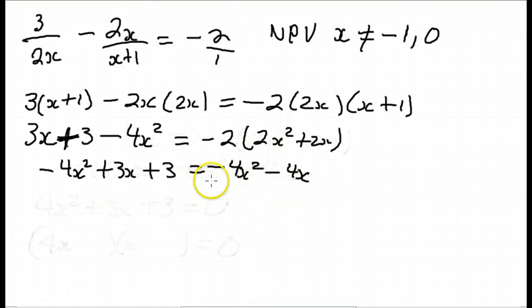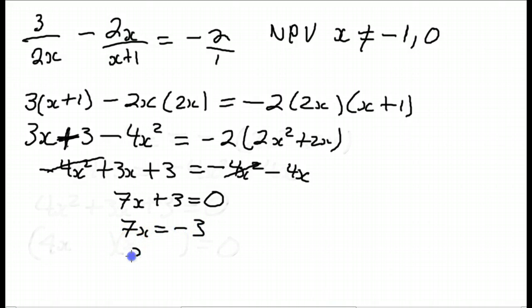Let's move these both over. The 4x squareds really are just going to cancel, we're just adding 4x squared to both sides. Let's add 4x to both sides, giving me 7x plus 3 equals 0. 7x is negative 3, and x is negative 3/7. Check that against the non-permissible values. It's permissible. And so x is negative 3/7. And this, of course, could be verified if you like.